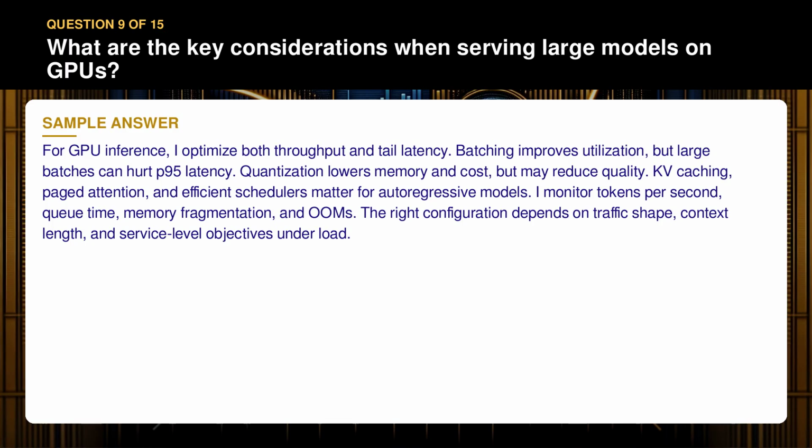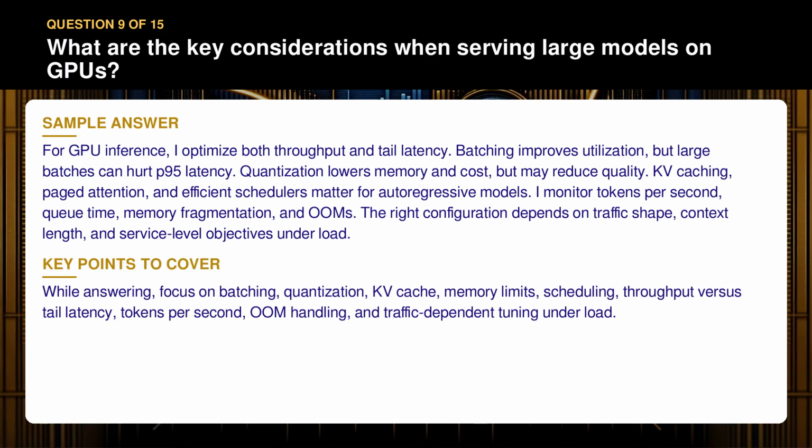KV caching, paged attention, and efficient schedulers matter for autoregressive models. I monitor tokens per second, queue time, memory fragmentation, and OOMs. The right configuration depends on traffic shape, context length, and service level objectives under load. While answering, focus on batching, quantization, KV cache, memory limits, scheduling, throughput versus tail latency, tokens per second, OOM handling, and traffic-dependent tuning under load.